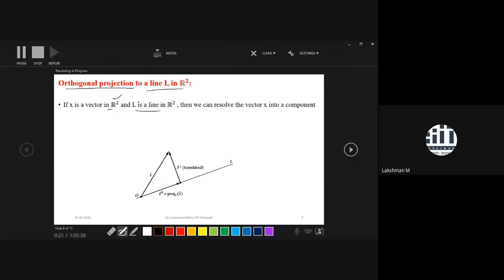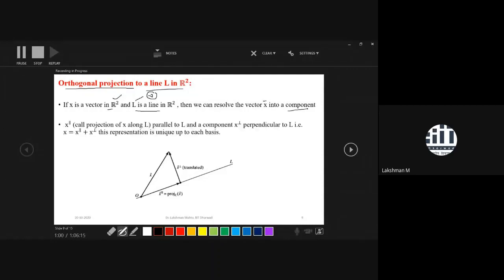When we call L a line, definitely it will have a direction, because a line is unidirectional. A line is a one-dimensional subspace in R2. Anywhere, a line happens to be a one-dimensional subspace. One dimension means only one direction. So if x is any arbitrary vector in R2 and L is a line, then we can resolve this arbitrary vector x into two components.